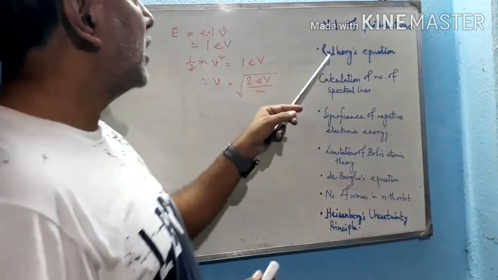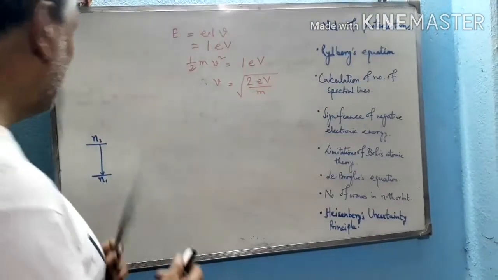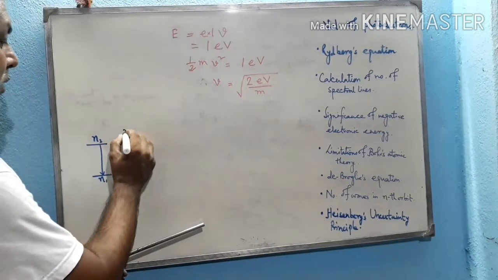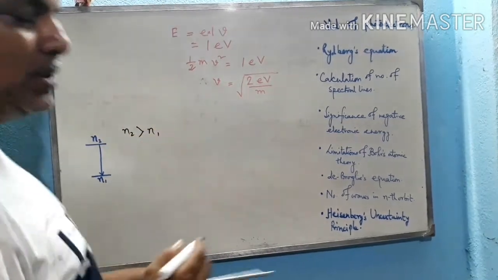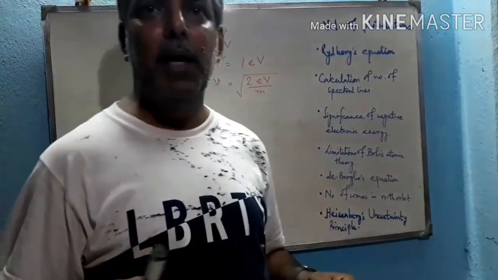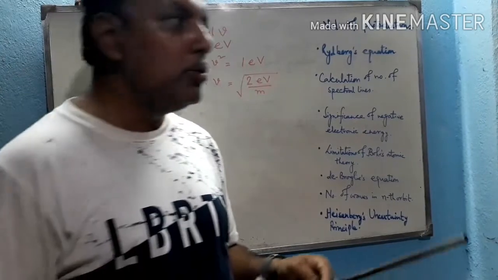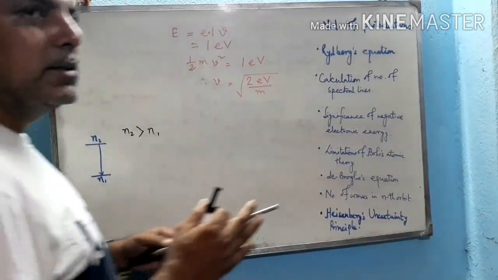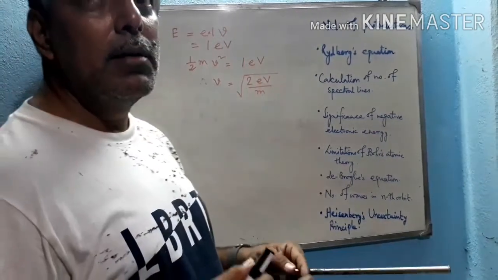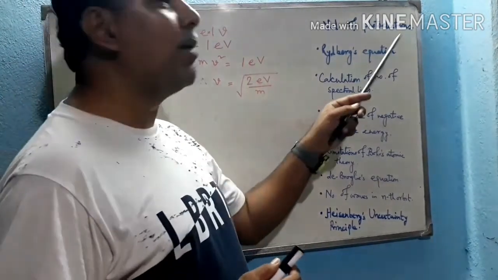Second, we are going to explain Rydberg's equation. Whenever the electron jumps from N2 to N1, where N2 is greater than N1, that means when it jumps from the N2 orbit to the N1 orbit, it releases some amount of energy. With respect to this energy, we get the emission spectrum. Now, how can we calculate the amount of energy, or the wavelength related to this energy? We can calculate it with Rydberg's equation.